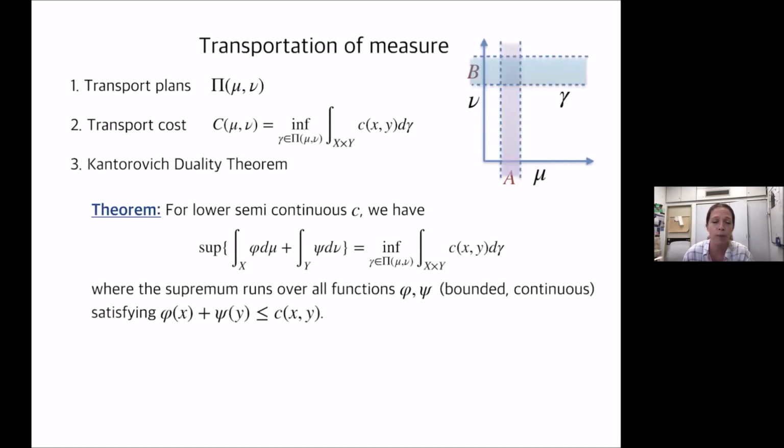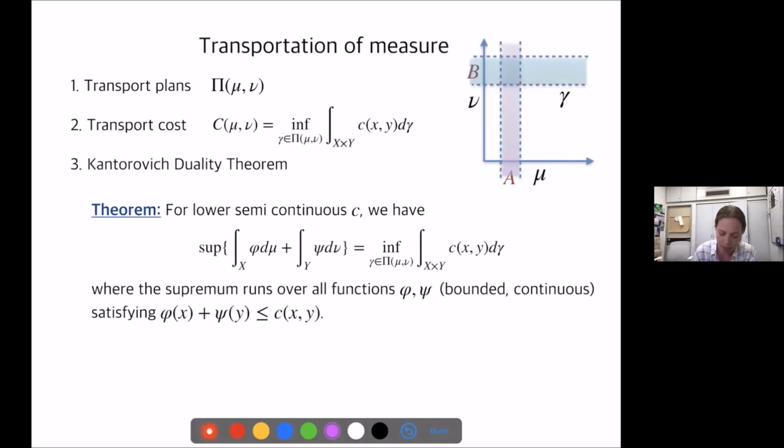And you take the supremum of such a sum of two integrals over pairs which satisfy this condition over here, that phi of x plus psi of y is less than the total cost between x and y. So the Kantorovich duality theorem says that the supremum equals this infimum.